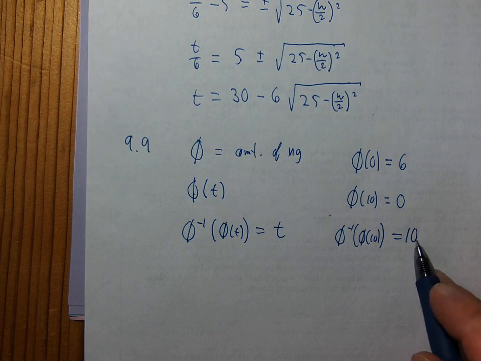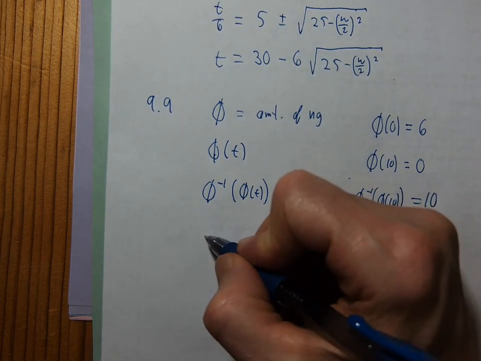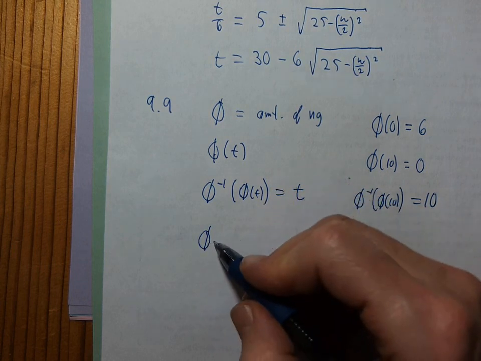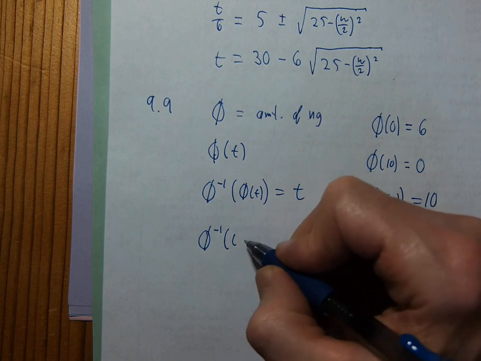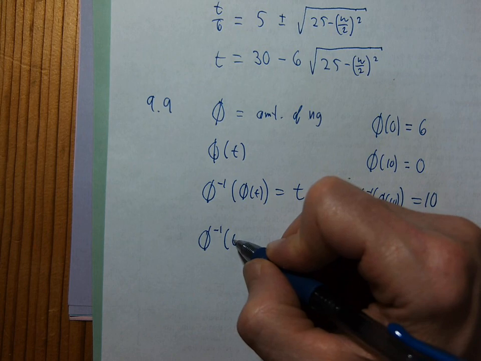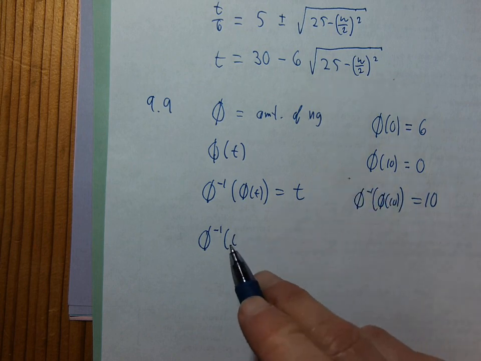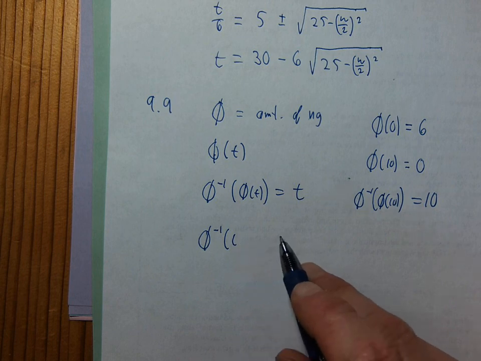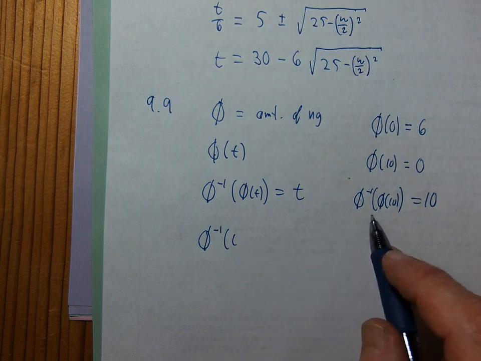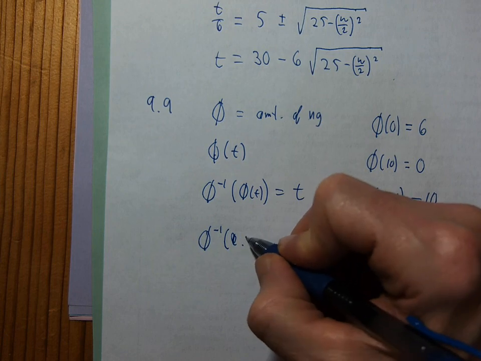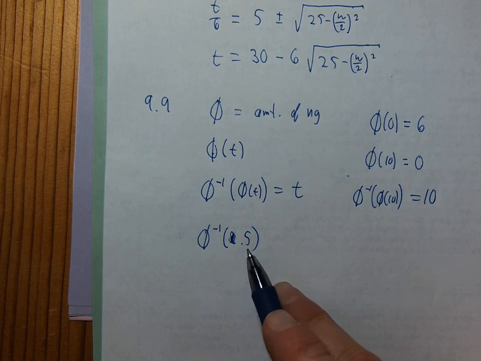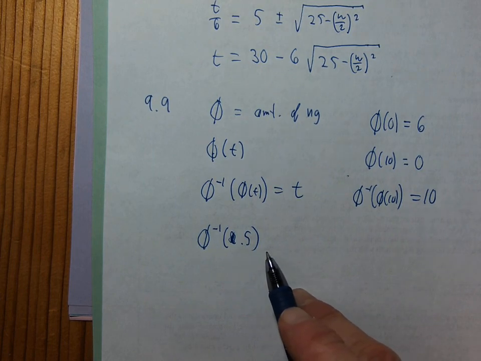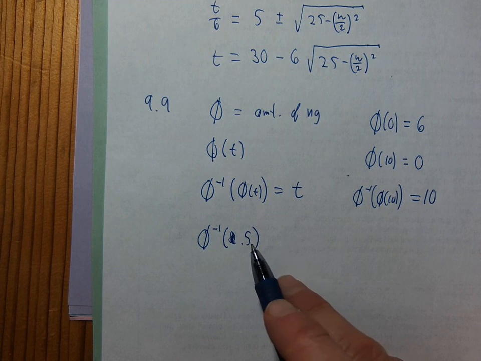So it's really easy. The idea is that phi itself tells you how many nanograms. Phi negative 1 tells you what the time is when there are so many nanograms left. Like it says phi negative 1 of 0.5. Phi negative 1 of 0.5 means at what time is there 0.5 nanograms left? That's what phi negative 1 says. It's just kind of the opposite.